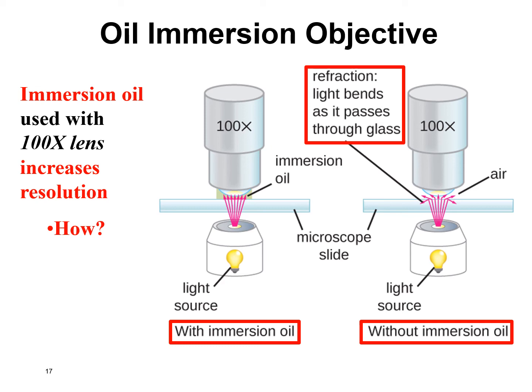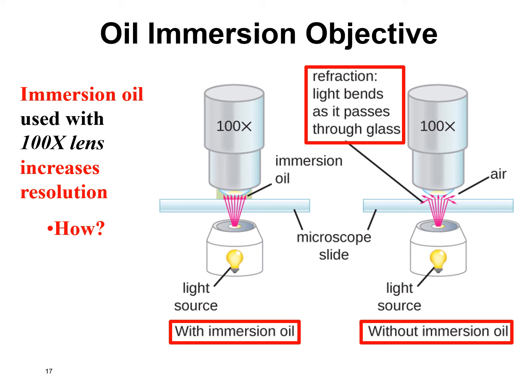But if you use the immersion oil, the oil has a very similar refractive index to the glass. And so when the light goes from the glass, hits the oil, it's not going to bend. And so it just goes straight into the objective lens, and that will form part of your image. And so you can see all of that detail in your picture, and that'll give you much higher resolution.